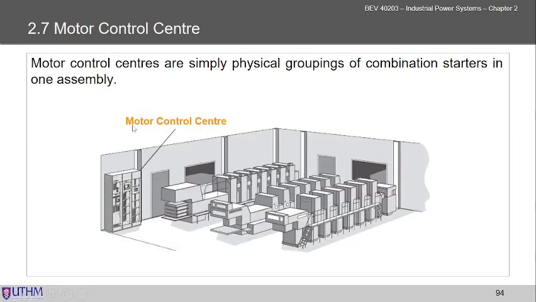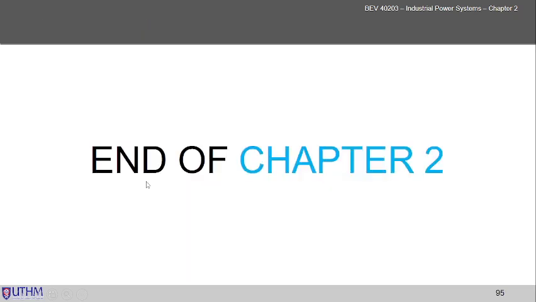Normally, if we have a plant like this, with a group of production lines, let's say production lines 1, 2, and 3, inside we have the conveyor, fans, and a suction system. Every single motor here is controlled through the MCC. The MCC is just placed in one cubicle like this.